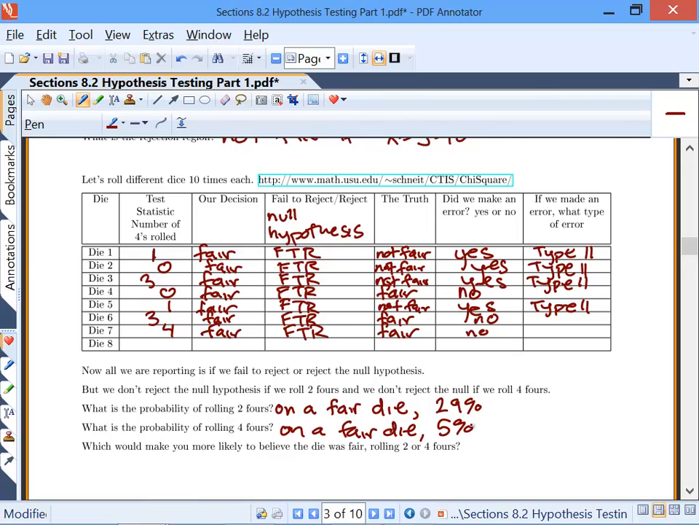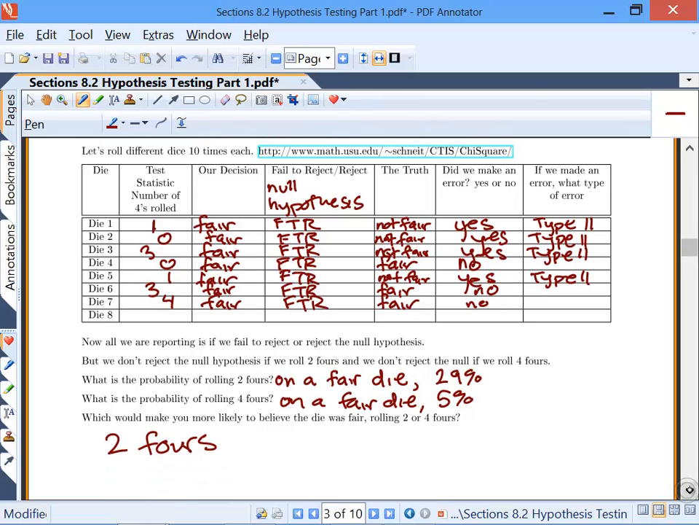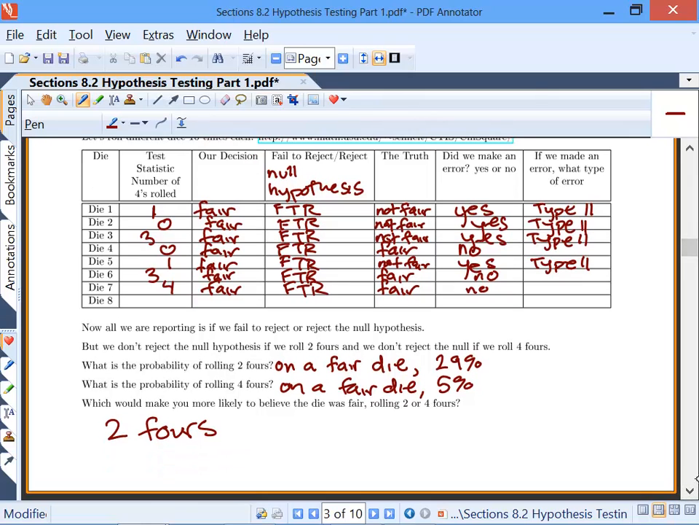Okay, so let me ask you now, what would make you more likely to believe that this die was fair, if you rolled 2 4s or 4 4s? 2, right? Assuming you don't have the computer to check afterwards, if this was really out in real life and you want to know if this die was fair, I'd feel a lot more confident if I'd rolled 2 4s. And instinctively, the reason that you feel that it's more likely is because the probability of it under the null hypothesis was higher.